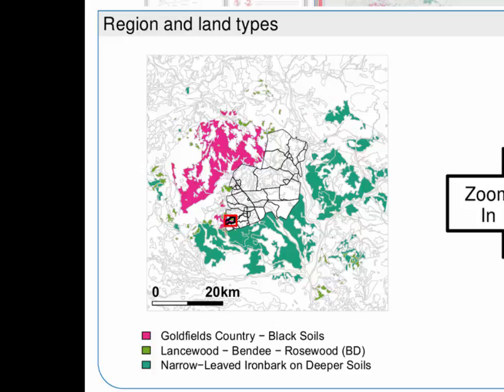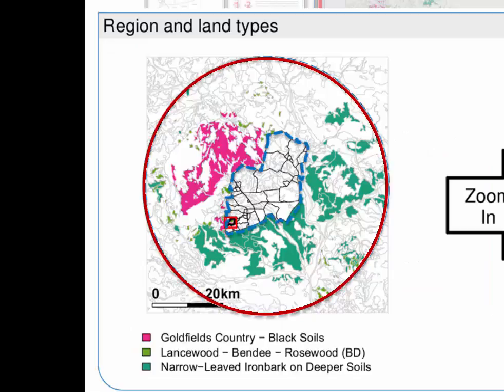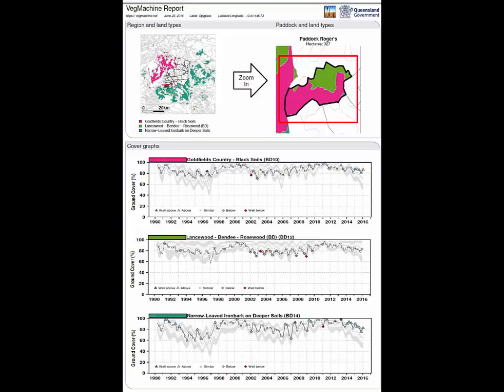We're using the term region here in a very specific sense. To define the region, VegMachine puts a preset radius around the center of our property, so the region itself is the area between the radius and the boundary of our property. The region doesn't include any part of our property. Okay, let's look at those graphs now.